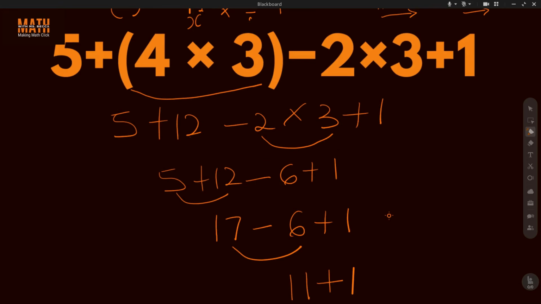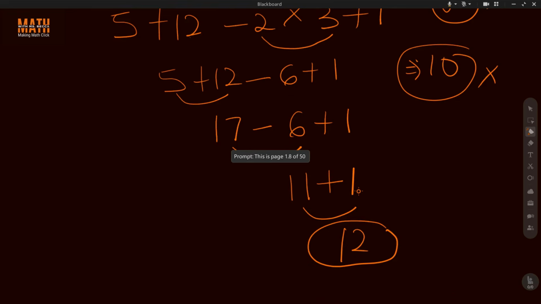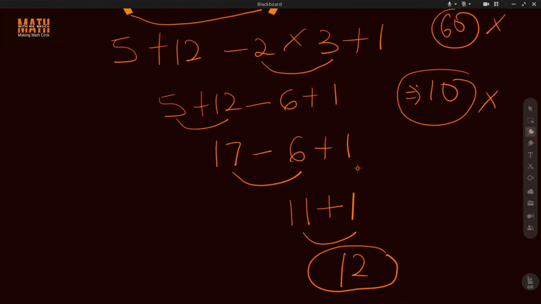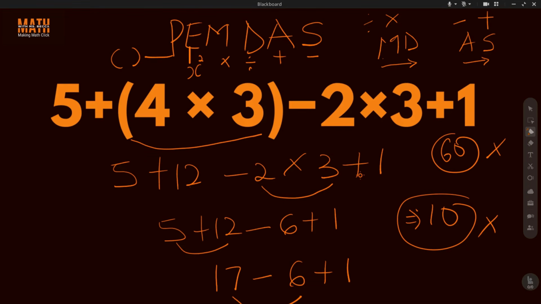If you solve addition all through, you would have gotten 10 here, which would have been wrong. And if you had not used the correct approach here also, you would have gotten 60, which would have been wrong. So make sure you apply the rule, and make sure when you're applying the rule, you follow it through. You solve from left to right for addition and subtraction. You solve from left to right for multiplication and division.